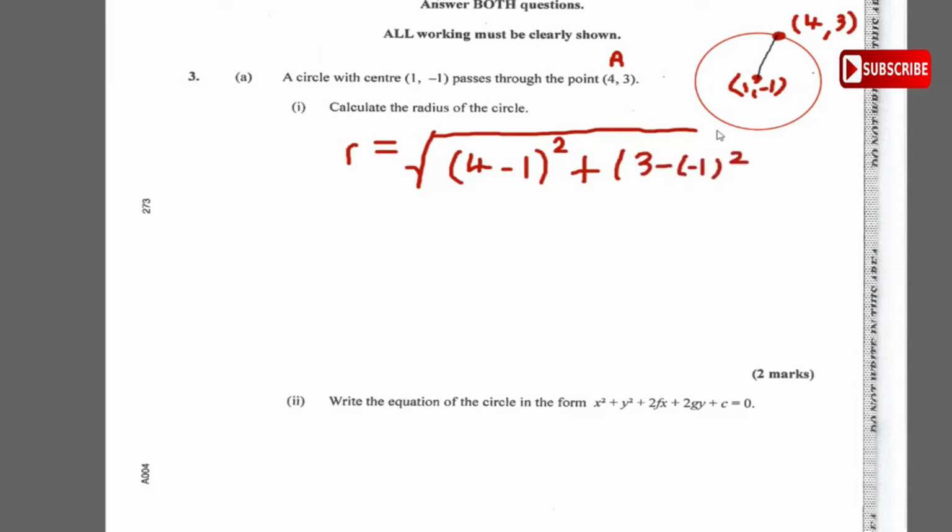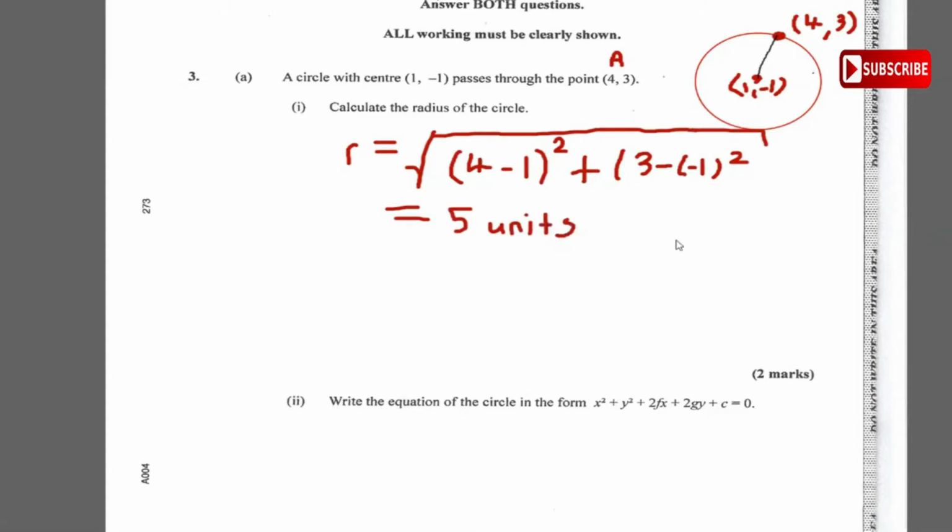So this is what we're working out now. And what we're getting is 4 minus 1, and then we square that, plus 3 minus 1 squared. That's the square root of 25, which is 5. So the radius is 5 units. That's the radius.